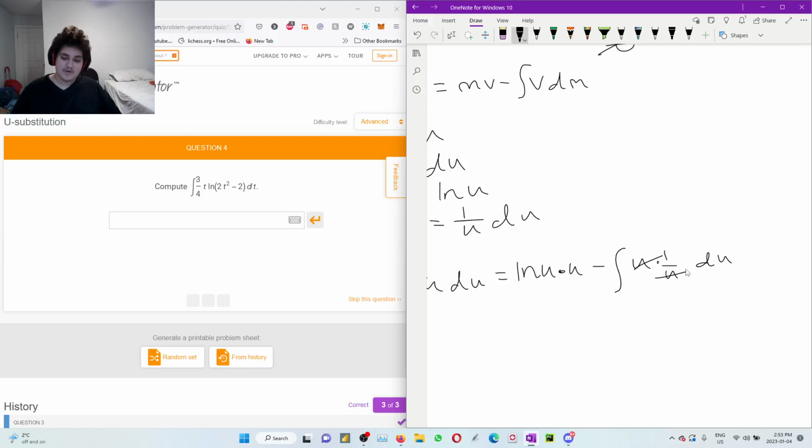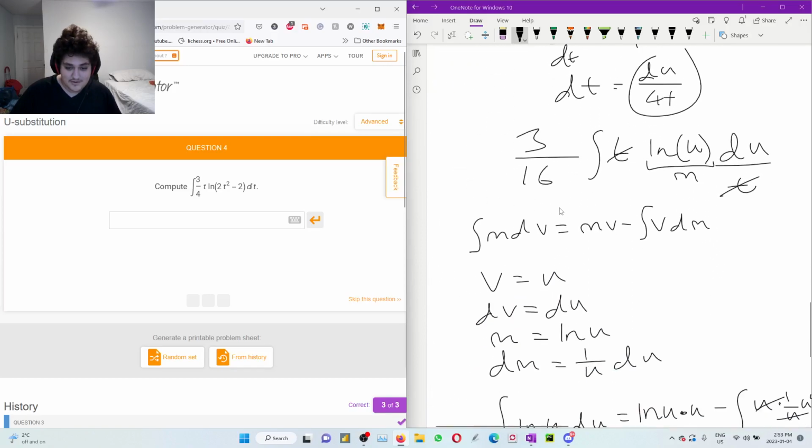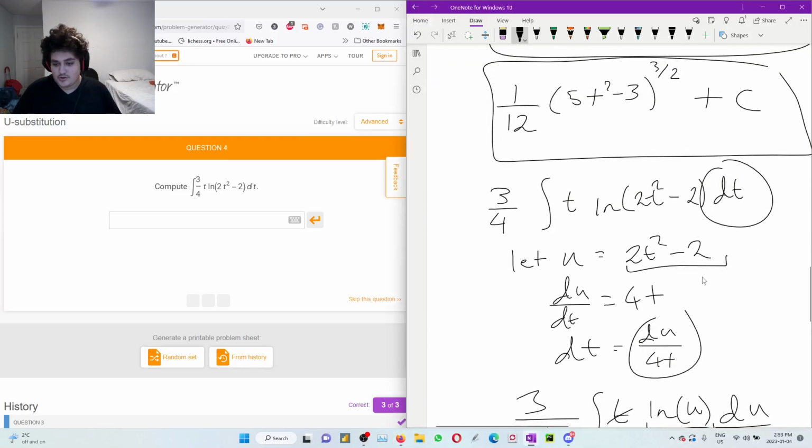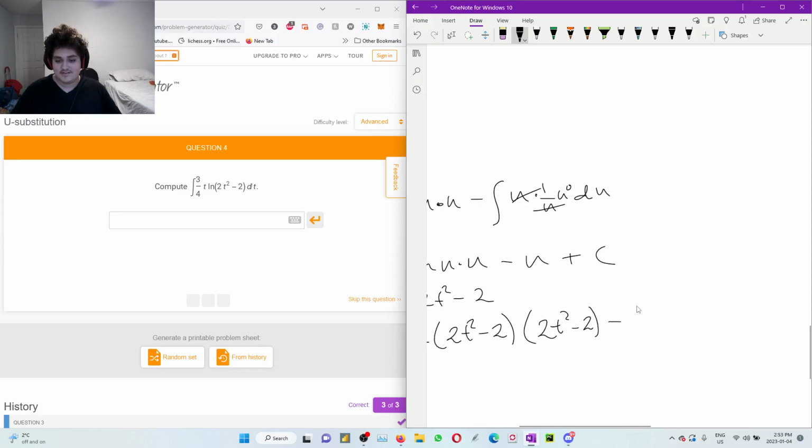which is obviously just u plus c, because there's lots of ways you can think about this, but 1 is the same as u to the 0. So then just using the power rule, you increase the power by 1, so you have u to the 1 over 1. That's just u. So it's going to be just ln u times u minus u plus c. Oh, and of course, don't forget to replug in. U is 2t squared minus 2. Okay, sure, I'll write it here. 2t squared minus 2 times ln of 2t squared minus 2, minus 2t squared minus 2, plus c.